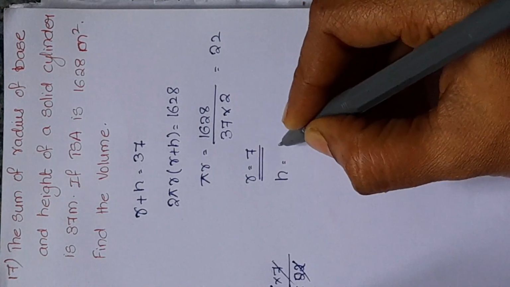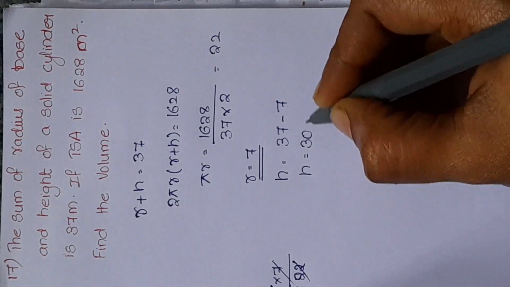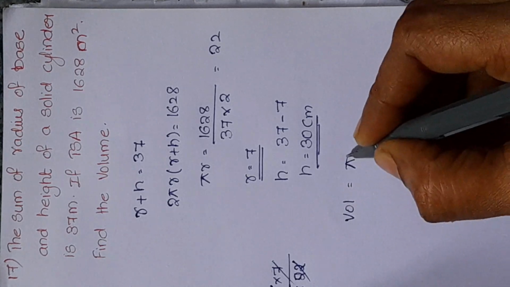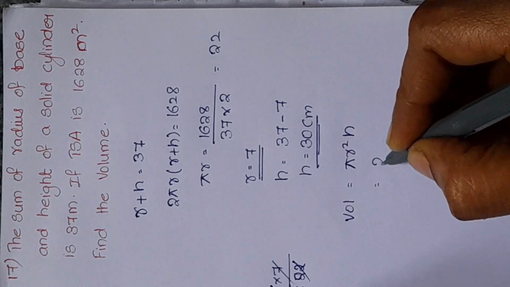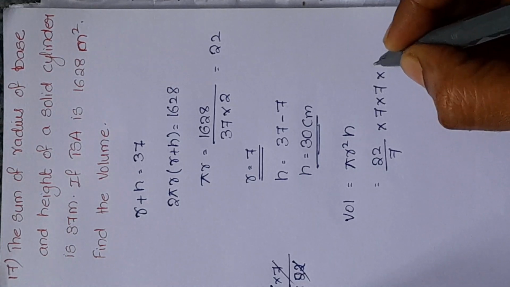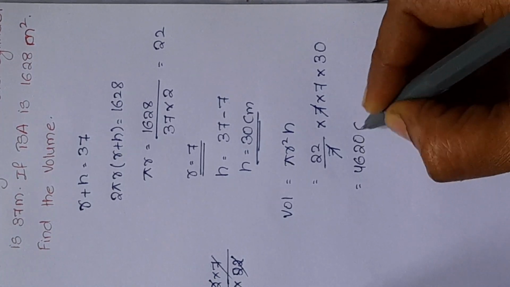From this h is equal to 37 minus 7. So h is equal to 30 centimeters. We got the values of r and h. Now the volume is equal to pi r square h, which is equal to 22 by 7. R value is 7 into 7. Height is 30. Now the volume is 4620 centimeter cube.